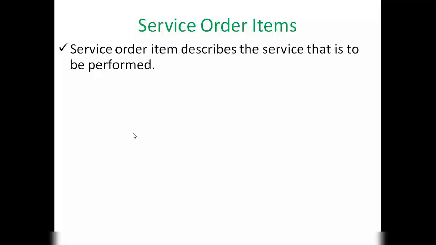First one was your service order item. What is that? That is what will describe the service that is to be performed. What needs to be done? It's a repair of a server, repair of machinery. That's your service item.